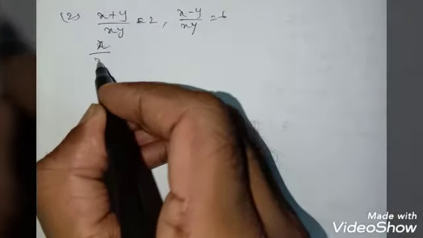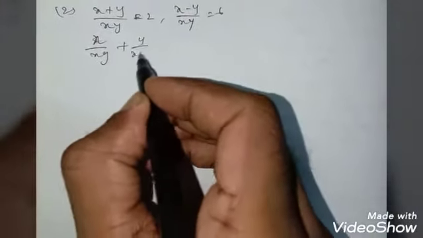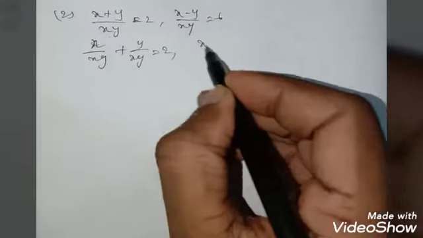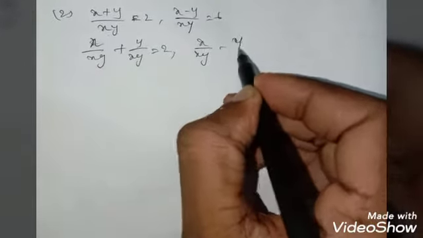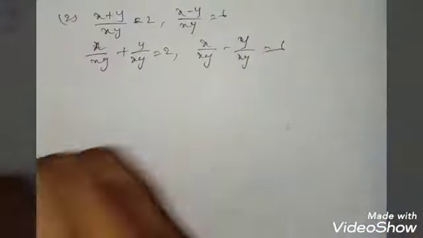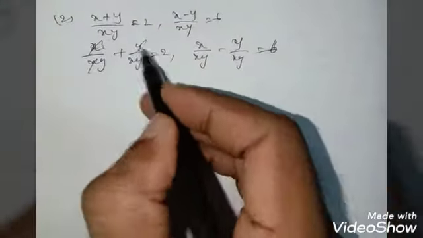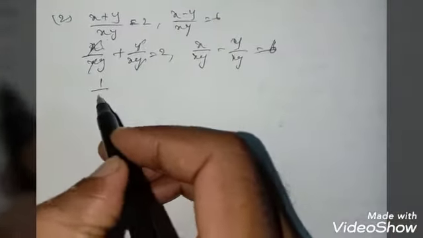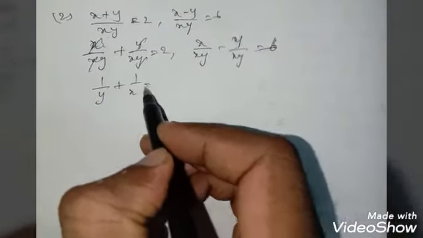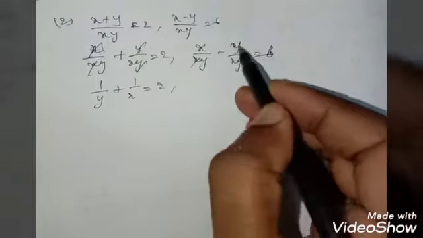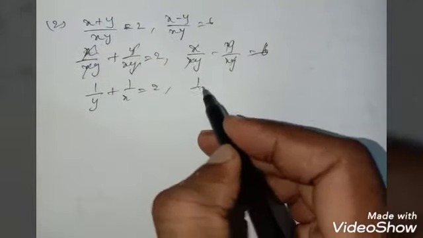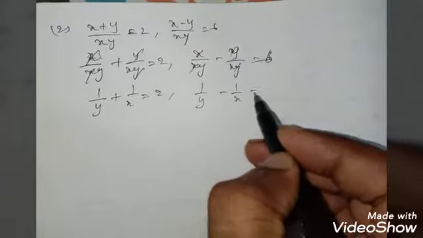Just to split the terms, if I split the terms, you will get x by xy plus y by xy is equal to 2, and x by xy minus y by xy is equal to 6, right? Now after splitting the terms, cancel these x terms and cancel these y terms. So you'll get here 1 by y plus 1 by x is equal to 2. Here also we can cancel the same variables. I can get here 1 by y minus 1 by x is equal to 6.